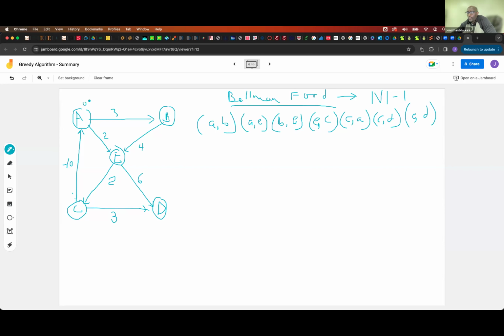So we assign everything here infinity, infinity, infinity. This guy is infinity too. And I'm going to take a blue pen. So A to B is 0 plus 3 is 3. So this guy gets updated to 3. And then A to E is 2. So this guy gets updated to 2. And then B to E is 4. So 4 plus 3 is 7. So we don't update E. We just leave it the way it is.